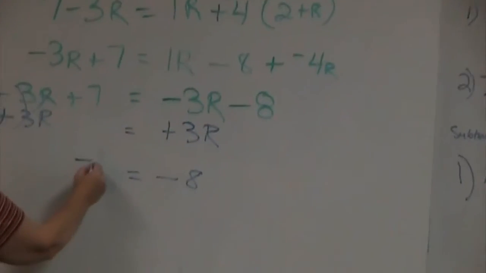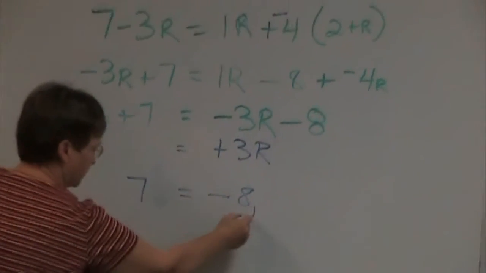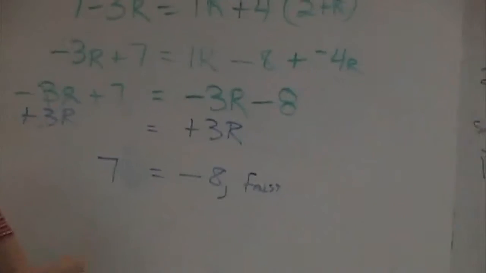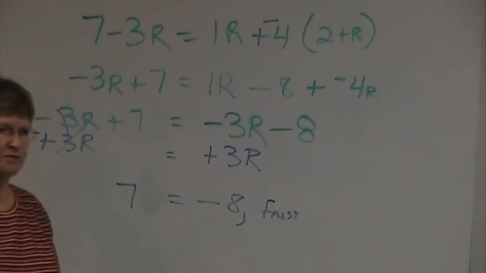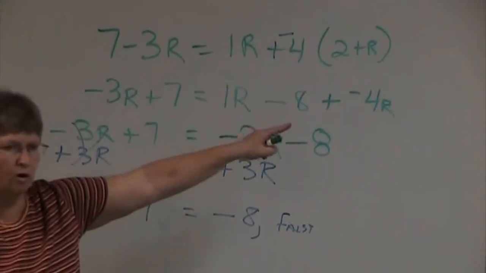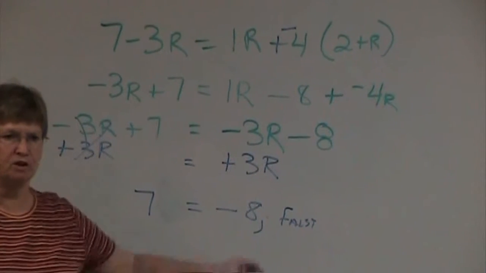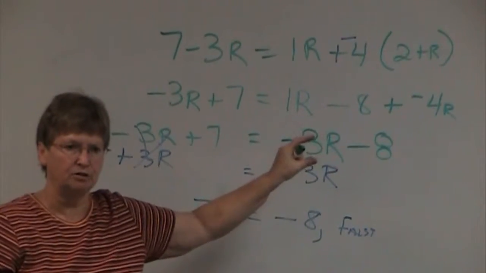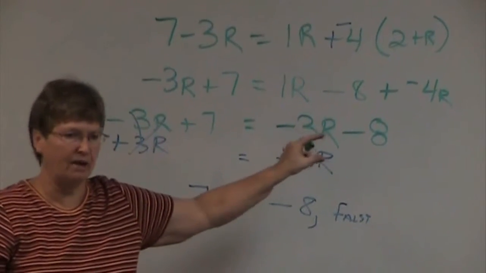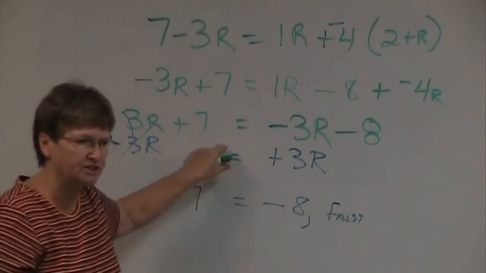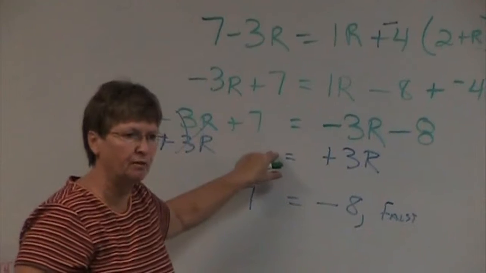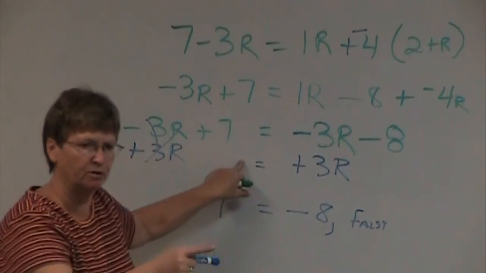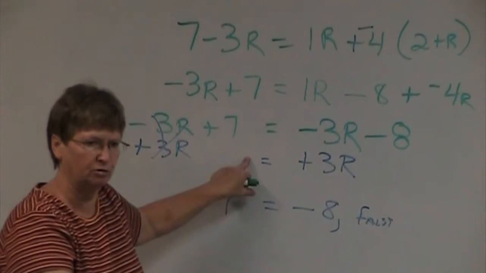What's over here? 7. Is that true or false? False. 7 doesn't equal a negative 8. That's false. So which rule is it? Rule 1 or rule 2? You need to have those 2 rules down because you need them to do this kind of problem when you lose the variable. That's why these guys were in there earlier. They lost the variable term and they don't know what to do.